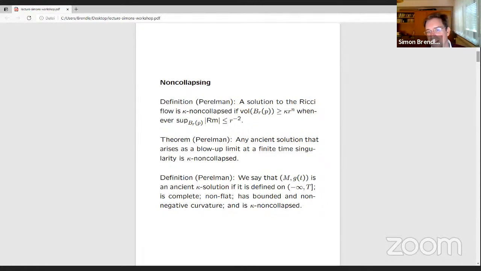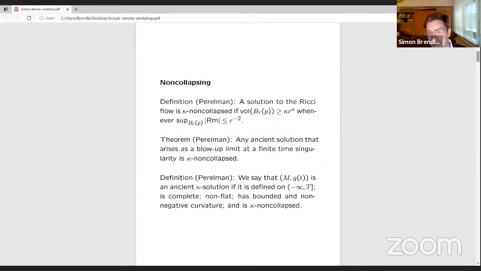Now, of course, the key insight by Perelman is that if you have an ancient solution that arises as a blow-up limit at a finite time singularity, then it has to be kappa non-collapsed. So if you have a solution to the Ricci flow starting from some initial data, then the solution will satisfy this non-collapsing condition on any finite time interval, but the constant kappa could deteriorate as t gets large, but only at a controlled rate.